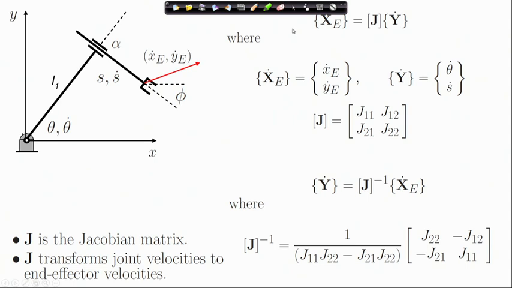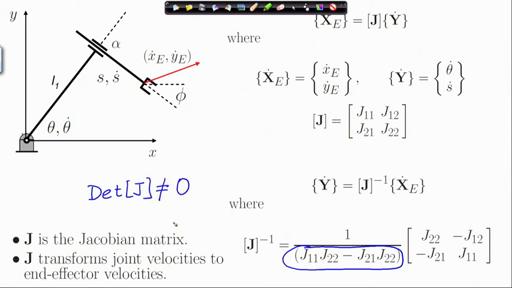There is only one question that remains, whether this inverse of the Jacobian exists. Now, for that to exist, this must be non-zero. So, the condition for existence of the inverse of the Jacobian is that determinant of the Jacobian should not be 0. If determinant of the Jacobian is 0, then we have a problem. This problem is known as singularity, and we are going to discuss this in a subsequent lecture.